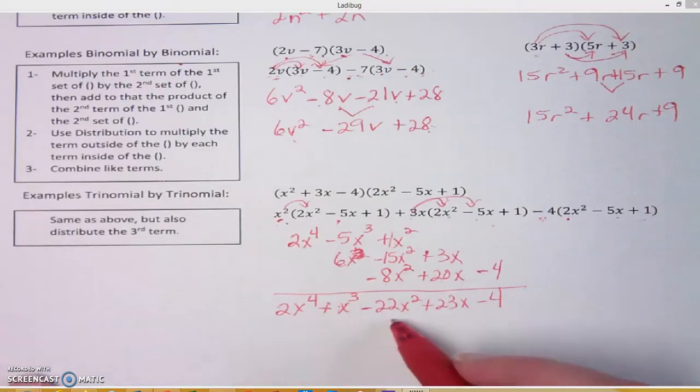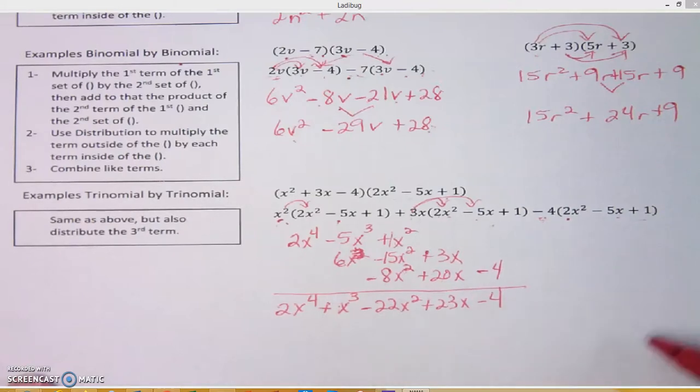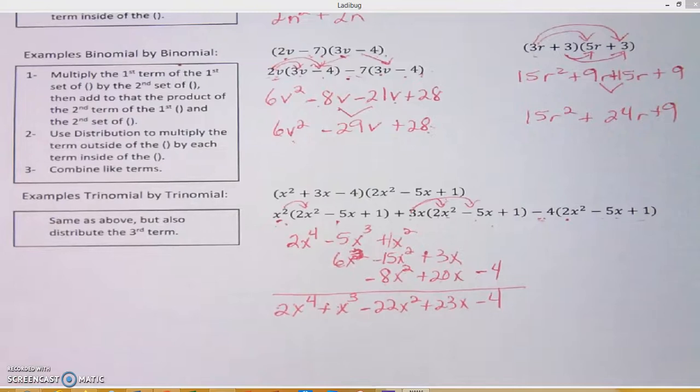I have my variables in descending exponent power. That's the way that we like to write it. And there you have your answer. Do the practice problems on the back of this page, and by the time you're done, you should probably be ready for the quiz. Thank you very much.